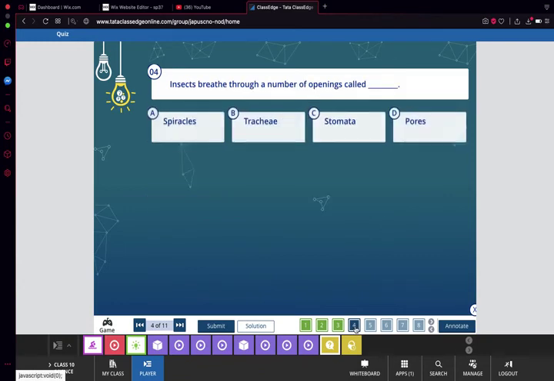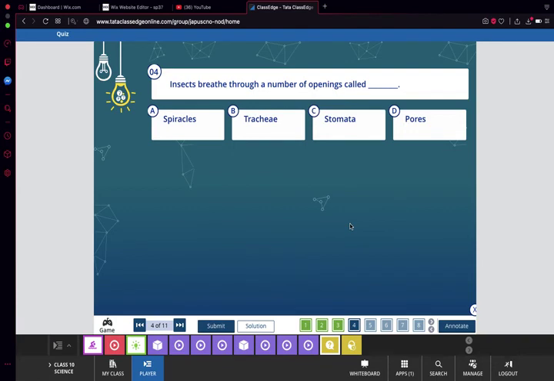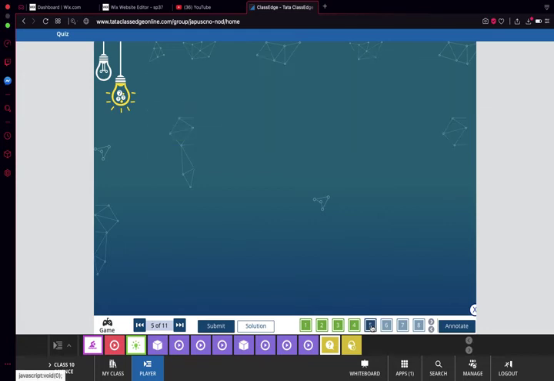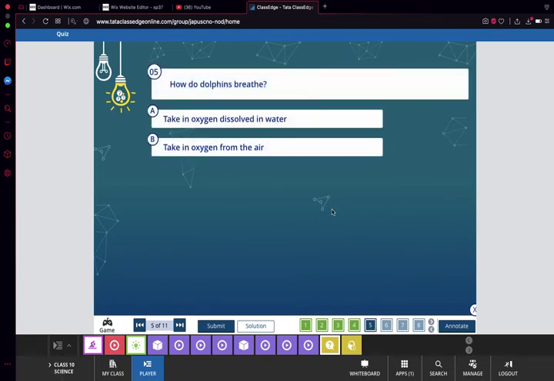Now come to the fourth question. Insects breathe through a number of openings called, yes. What is the correct answer? Let's see. Yes, this is the correct answer. Now come to the fifth question. How do dolphins breathe? They take in oxygen dissolved in water or take in oxygen from the air? Solution is take in oxygen from the air.